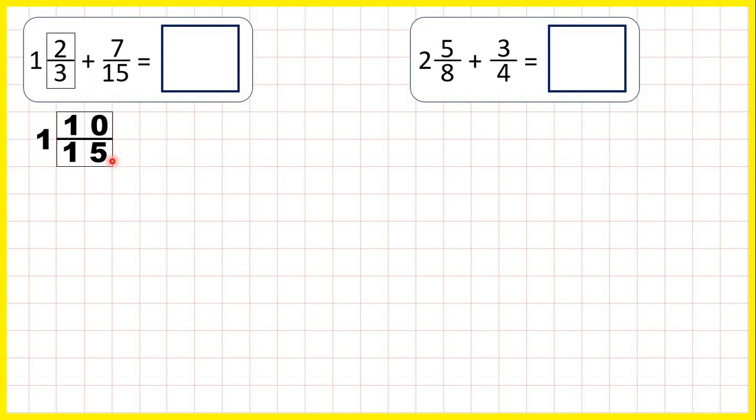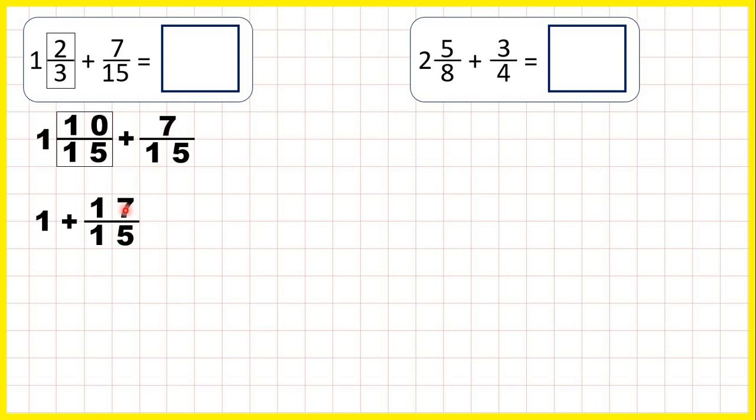3 times 5 is 15, and what we do to the denominator, we do to the numerator as well. So 3 times 5 is 15, 2 times 5 is 10, so that's our equivalent fraction. And we're adding 7/15. Now we have 1 as our whole number, but if we add our fractions, we have 17/15, because remember, when we add fractions, we keep the denominator the same, and 10 plus 7 is 17.